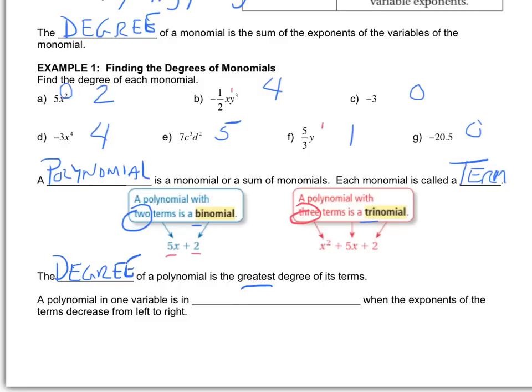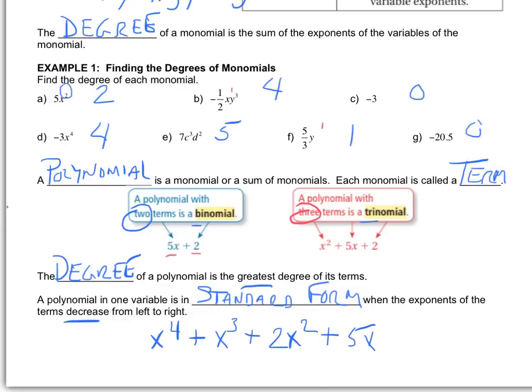A polynomial in one variable is in standard form when the exponents of the terms decrease from left to right. So, for example, x to the fourth plus x to the third plus 2x squared plus 5x plus 6 would be a polynomial in standard form because I start with the highest exponent degree, which would be x to the fourth, and I decrease from the fourth power to the third power to the second power to the first power to the 0 power.